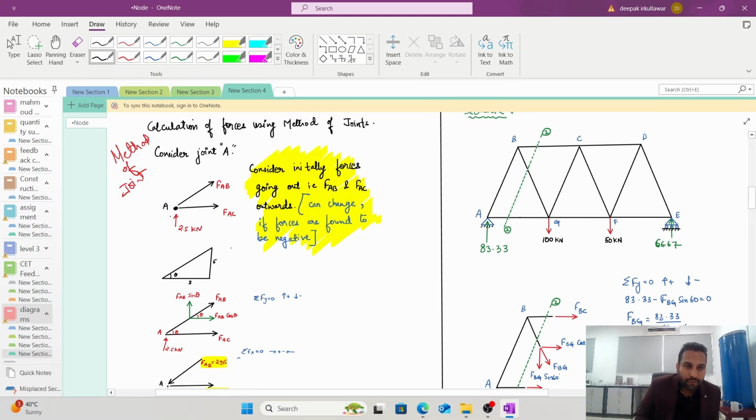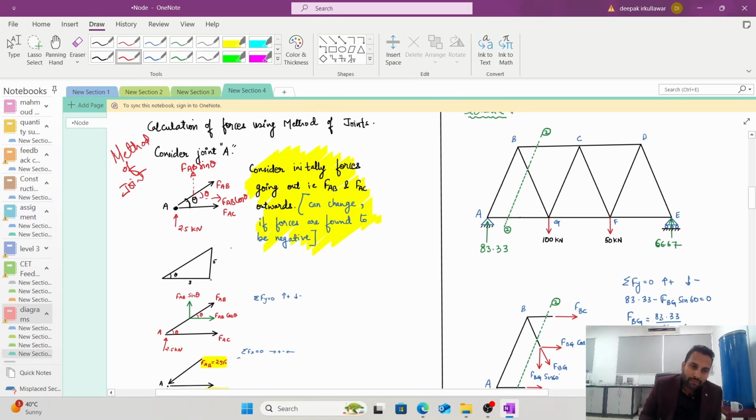Now, before we go any further, we need to find this angle. What is the angle between these two forces? Why do you need to find the angle? Because this force FAB is inclined. It is neither vertical nor horizontal. So you need to find components. The horizontal component, with the angle, would be FAB cos theta, and the vertical component would be FAB sin theta. So you need to know theta. For finding out theta, you can use simple trigonometry.